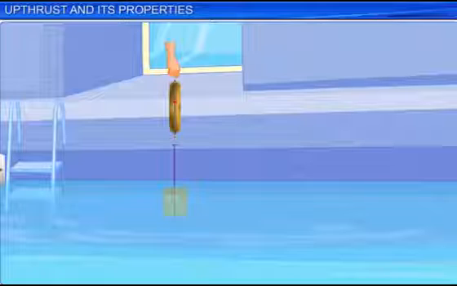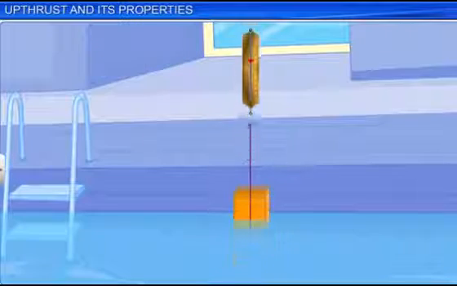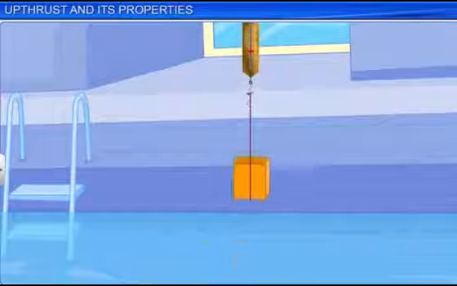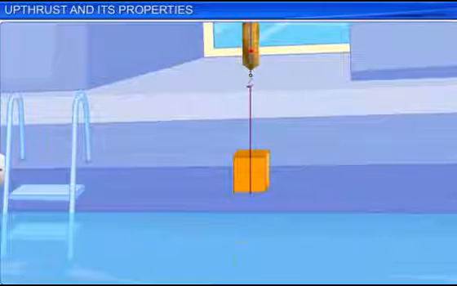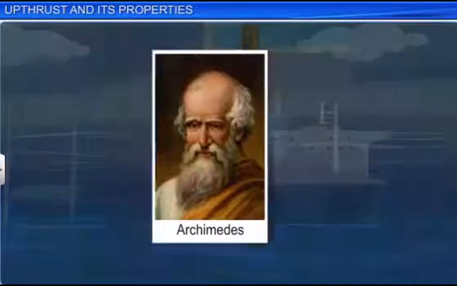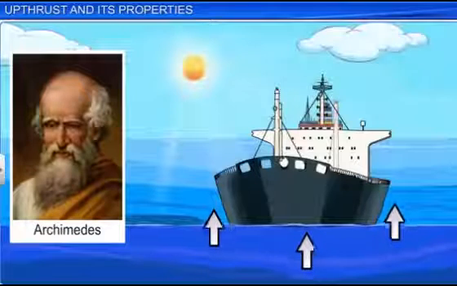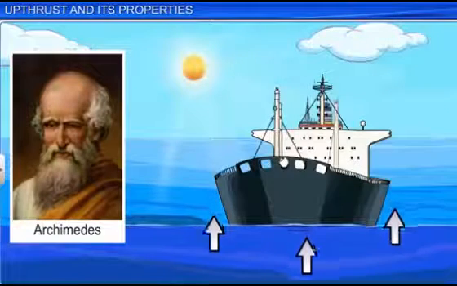If you try to lift a weight from a swimming pool and then try to lift the same weight from the edge of the pool, you will notice that it feels heavier when it is out of the water. This was supposed to have been first explained by the Greek scientist Archimedes. He said that the water exerts an upward force or upthrust on any object in it.